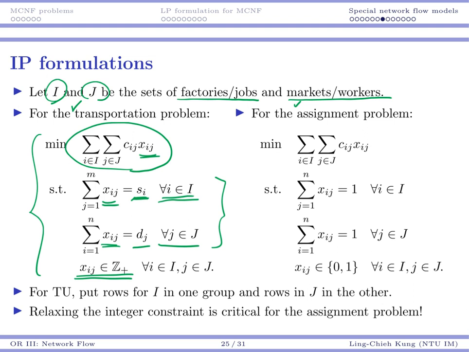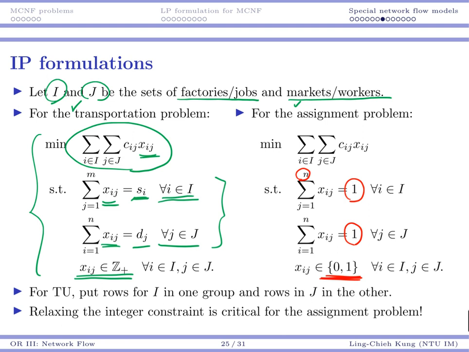That's transportation. For assignment, first, your M becomes N, because now you have N jobs and N workers. Second, all your quantities are 1, because now one person works on one job and one job is assigned to one person. And finally, all your decisions will become 0, 1. Here you actually don't need to set it to 0, 1. If you set it to integers, it will still be 0, 1. There's no way for you to have 2, 3, or 5.